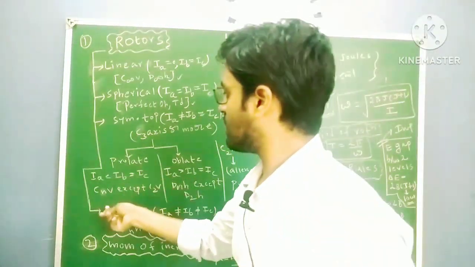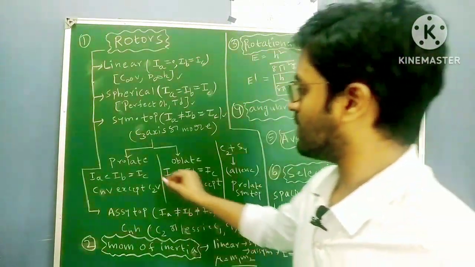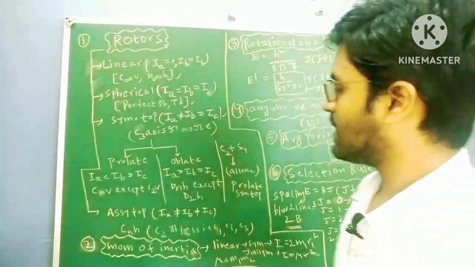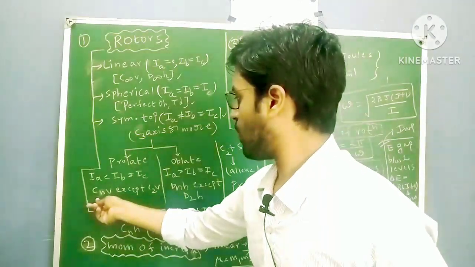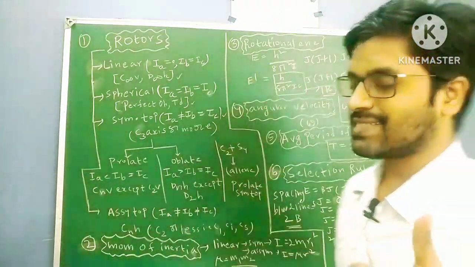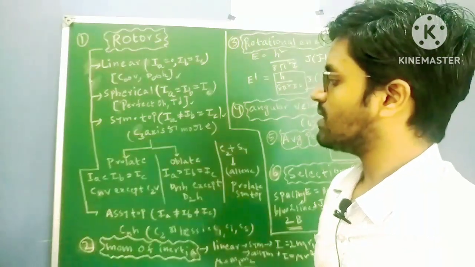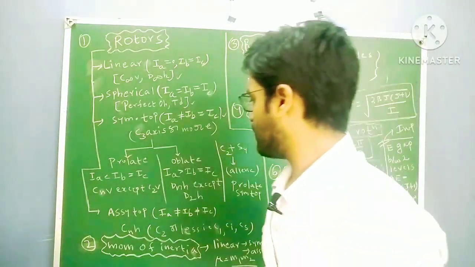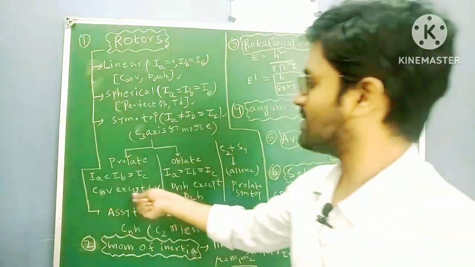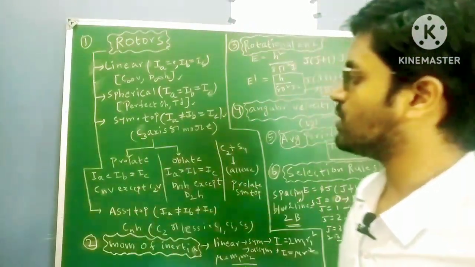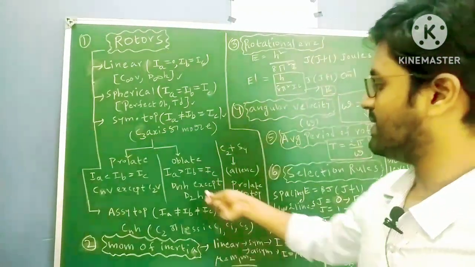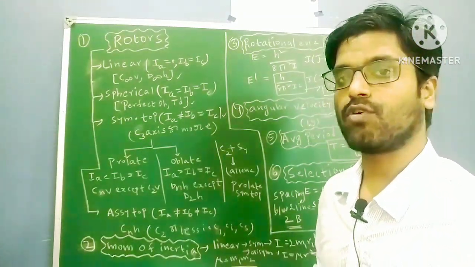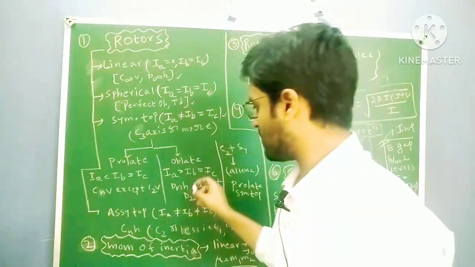In the prolate symmetrical top, the condition is Ia less than Ib, and Ib equal to Ic. Oblate symmetrical top: Ia greater than Ib, and Ib equal to Ic. For the prolate symmetrical top, the point group should be Cnv except C2v. Except C2v, you can consider anything, like C3v, C4v. If your molecule comes under a Cnv point group, it is a prolate symmetrical top. For the oblate symmetrical top, any Dnh point group except D2h, like D3h, D4h, comes under the oblate symmetrical top molecule.